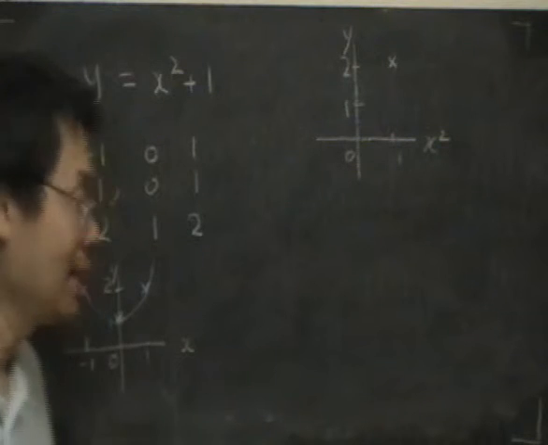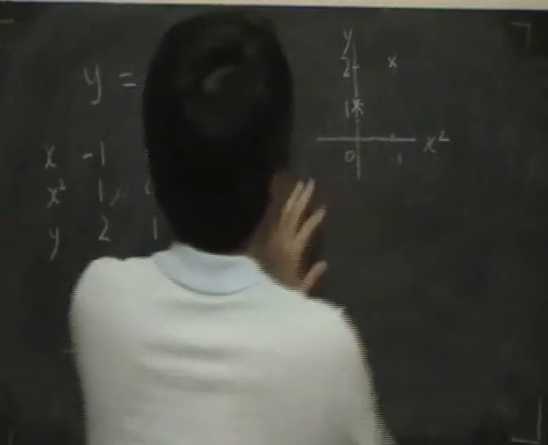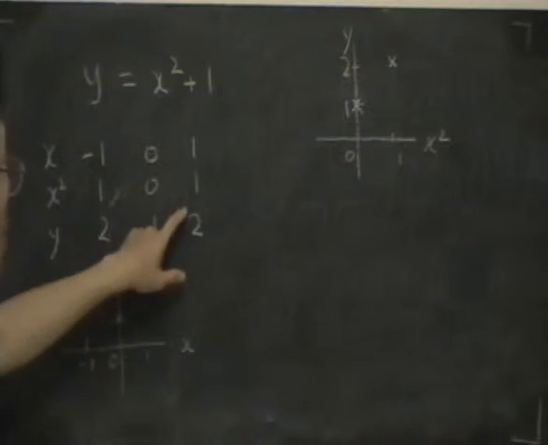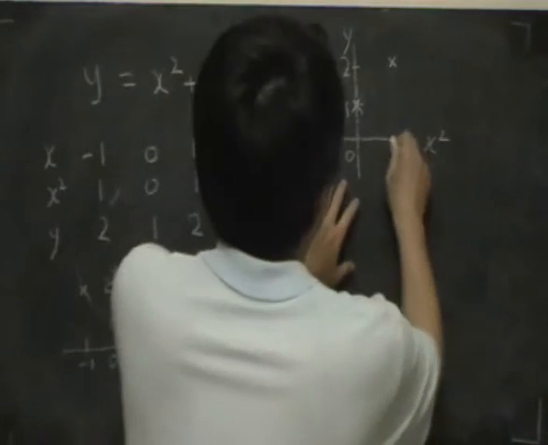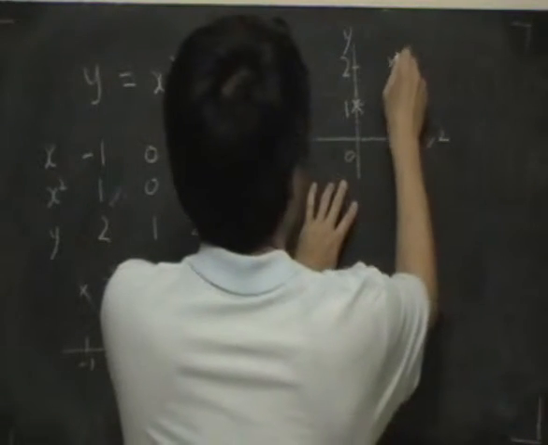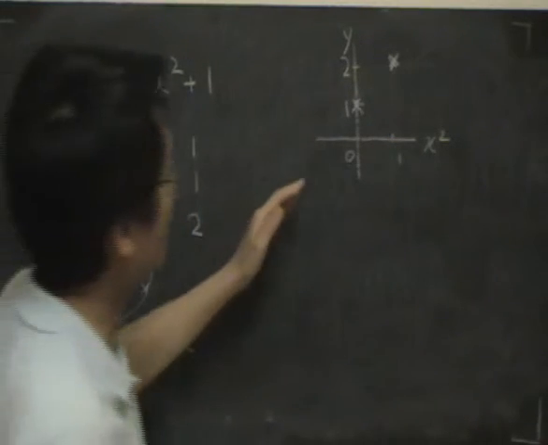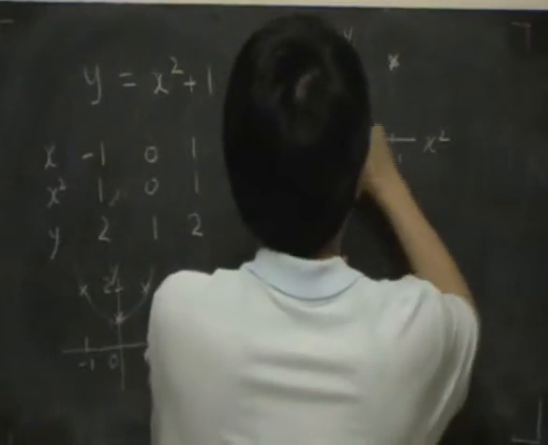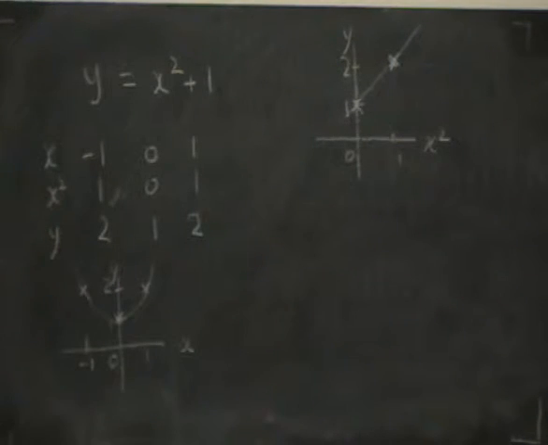The next would be 0, 1. 0, 1 would be there. And the third one is 1, 2. So it happens to be the same point. But what you see here is that I now have a straight line. I can now get a straight line because of this.